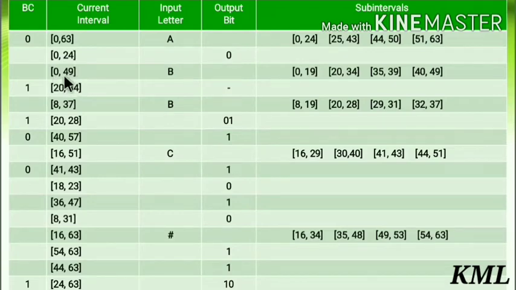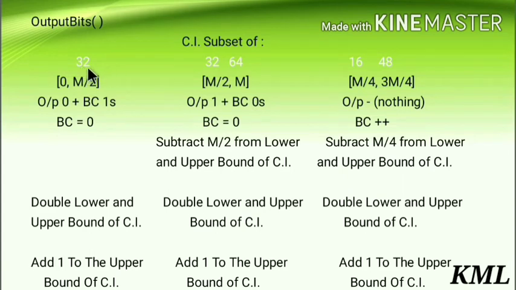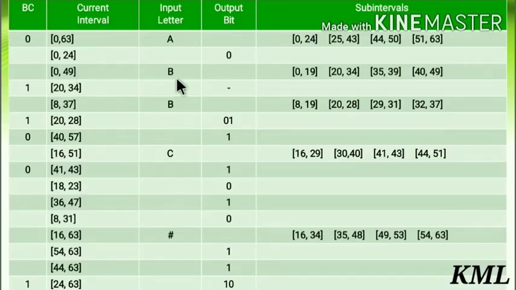Next, check if this falls in any of those three ranges. So 0,49. We have a 0 at the left, so it doesn't fall in this, and we have 49 which is greater than 48, so it doesn't fall in this. When the current interval doesn't fall in any of the three ranges, we take the next input letter and divide this into subintervals. I'll show you for this one, then for these three you can calculate for yourself. So let's find the subintervals of 0,49.